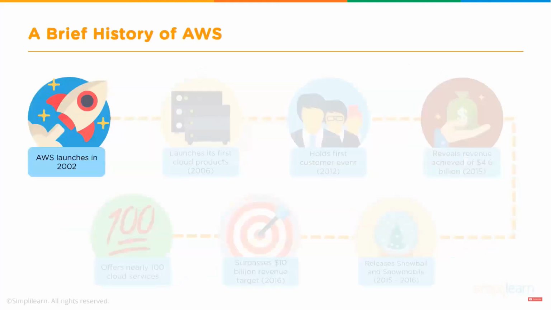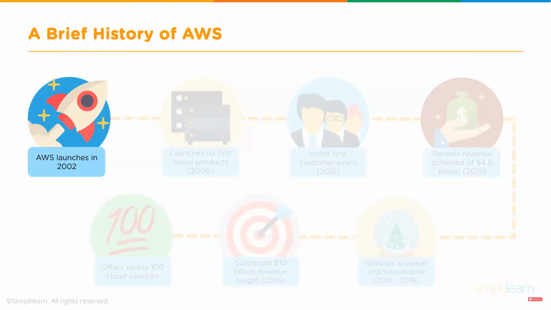Let's talk about how all this happened. AWS was launched in 2002 after Amazon, which we know as the online retail store, wanted to sell their remaining or unused infrastructure as a service, as an offering for customers to buy and use from them, selling infrastructure as a service.